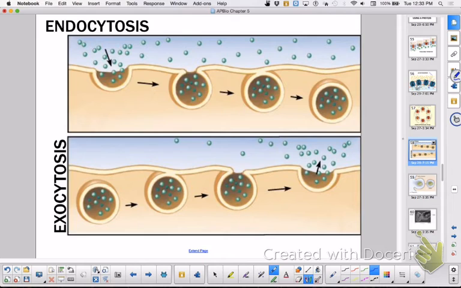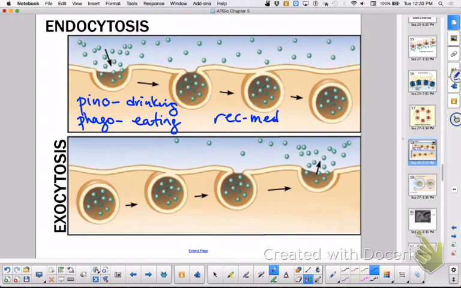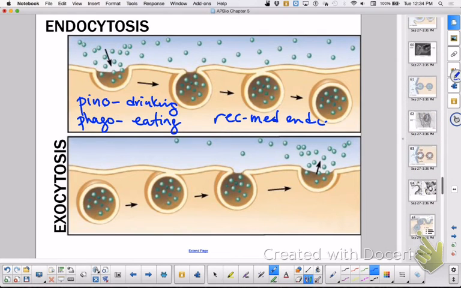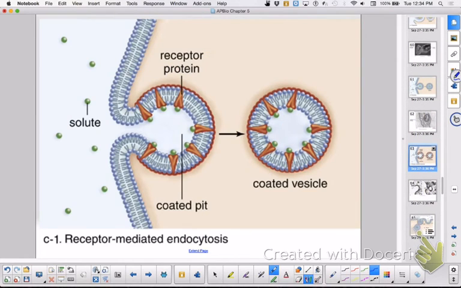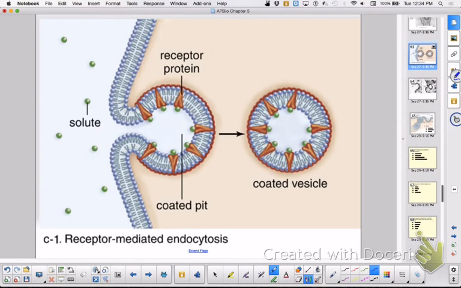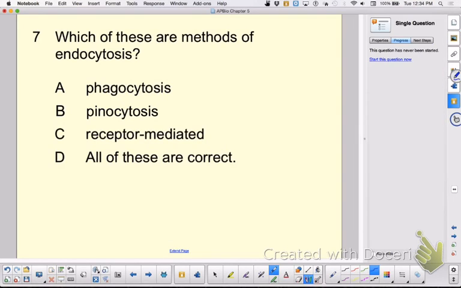Okay, what are they? Pinocytosis. Pinocytosis is what? Cell drinking. What's the other one? And what is that? Eating. And one more. Receptor-mediated endocytosis. And remember on receptor-mediated, it goes ding, ding, ding on a bunch of receptors, and then it engulfs. And the opposite of endocytosis is exocytosis.